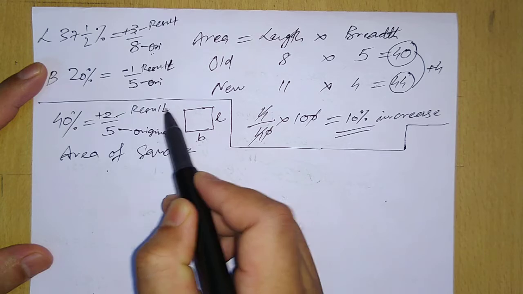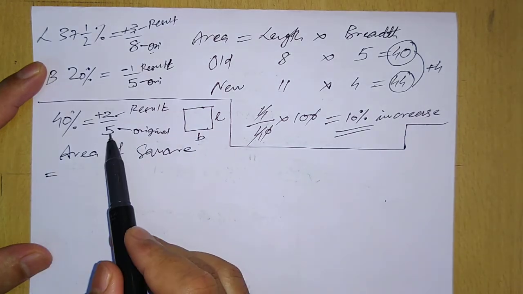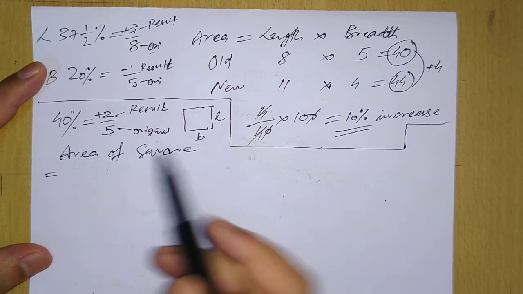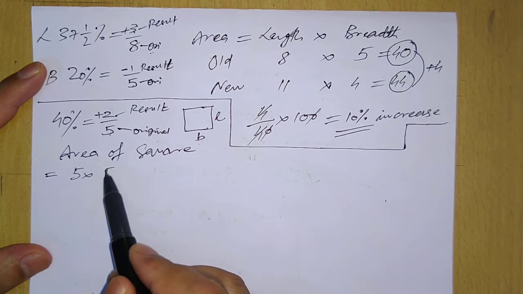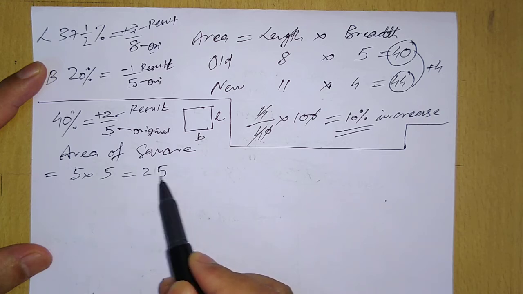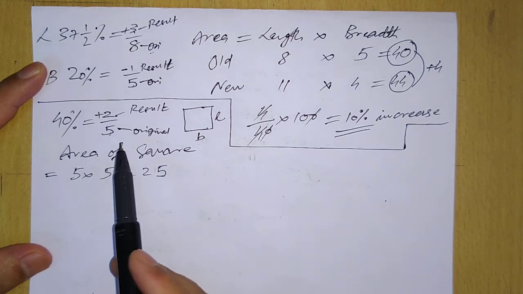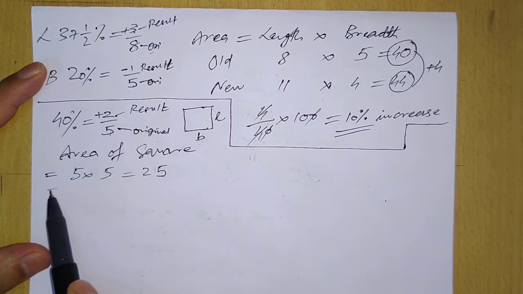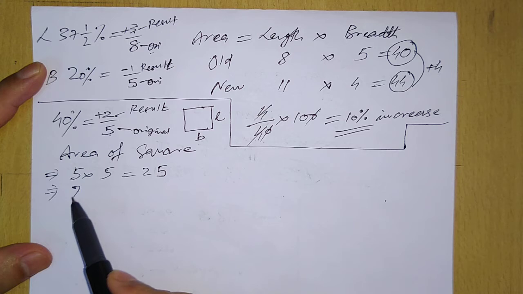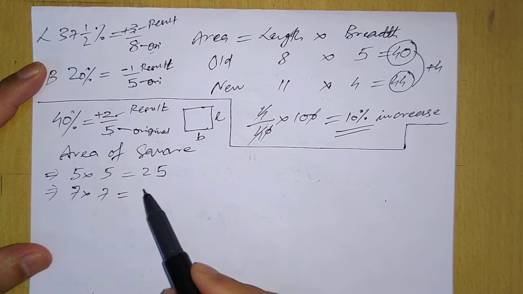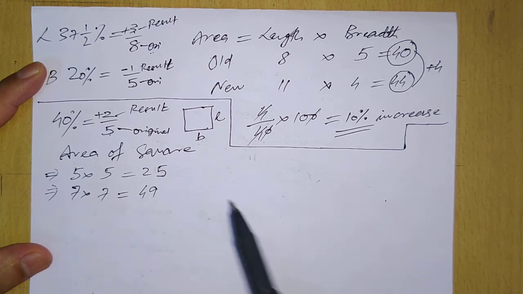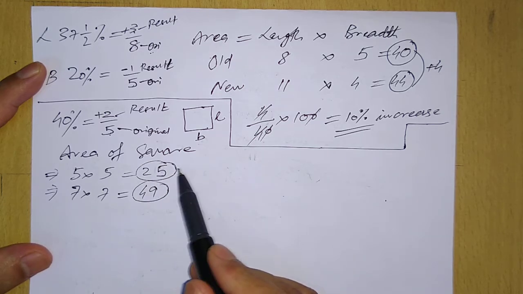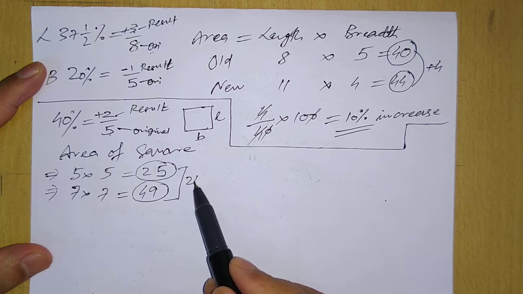So the old area will be 5 into 5. 5 units is the original, and the length and breadth are the same, so 5 into 5 is equal to 25. Now 40% has been increased, so plus 2 has been added, so the new length and breadth will be 7 into 7, which is 49. So this is the old area and this is the new area, so the increase is 24 units.